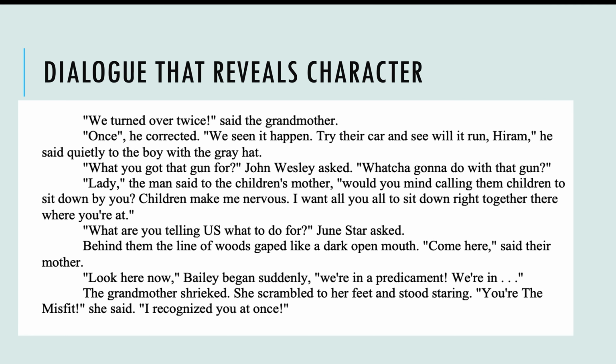We can see in that very first line that he says, "Once, we seen it happen, try their car and see will it run, Hiram." You know that he's not helping them with their car. He's seeing it as a car that they can use to escape. And the fact that John Wesley sees the gun right away and that the misfit ignores them, that tells us so much about who these characters are. It does reveal plot, but not in a way where it feels like we're telegraphing plot. This tells us that this is a family that is in danger, and they're not really aware of it until the grandmother decides to shriek, "Oh, I recognized you at once."